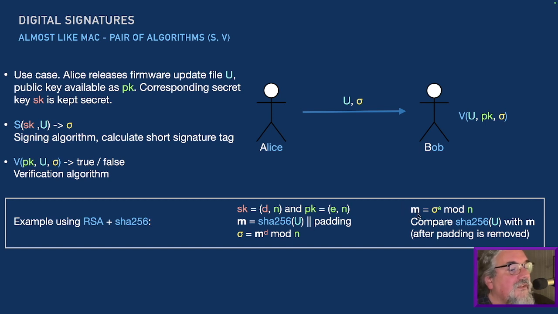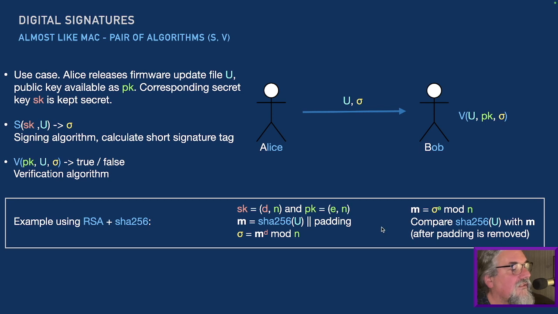And to verify, you take the signature value to the power of E mod N to calculate M, and then you have the update file. You calculate the hash value, for instance SHA-256, of the update file, and compare if it's the same M as you calculated here. If they are the same, the verification returns true. All right, if they're not the same, it fails. So pretty simple scheme.